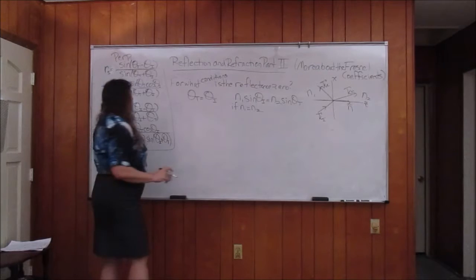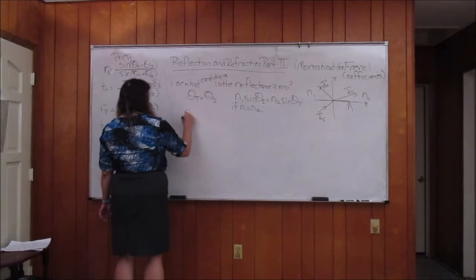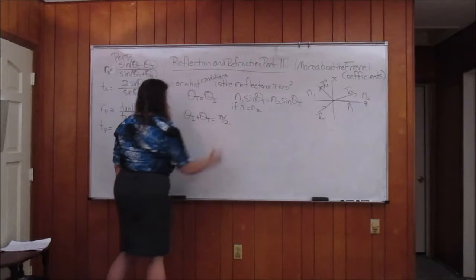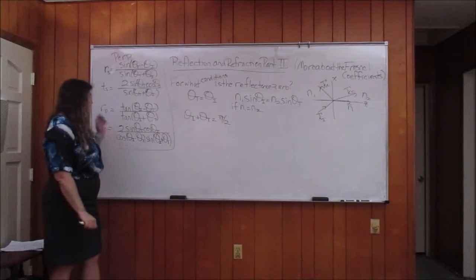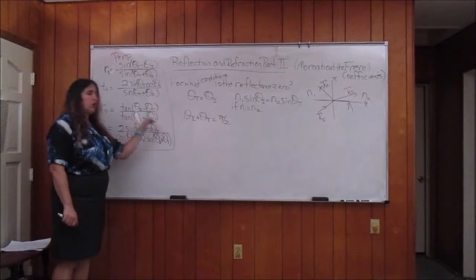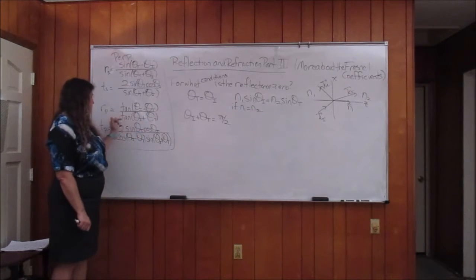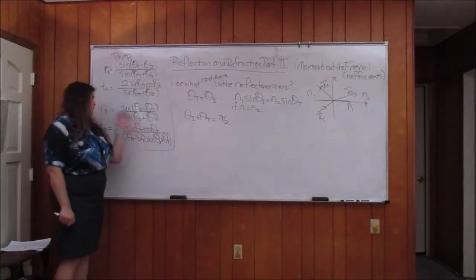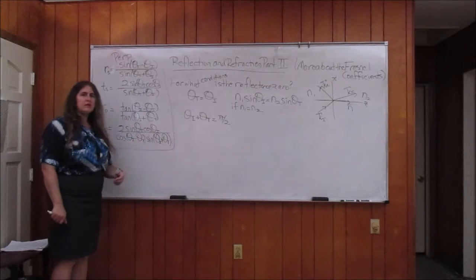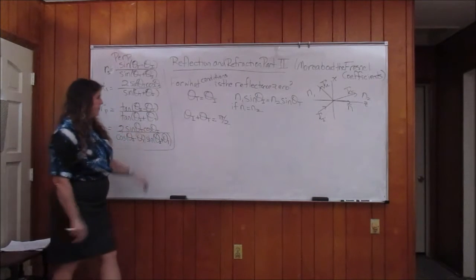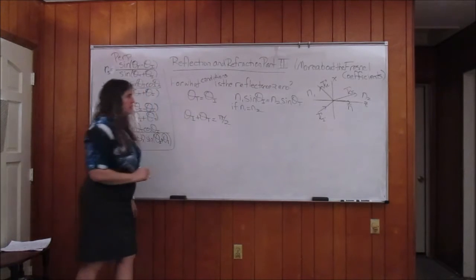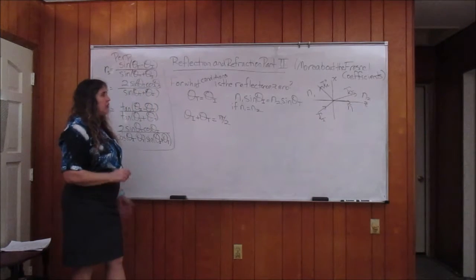Okay, another possibility is if the sum of the two angles is equal to pi over 2, because in that case, this denominator will blow up as the argument approaches pi over 2. So the denominator approaches infinity, and then the coefficient of reflection, and consequently the reflectance, are going to be 0. So it might be useful to find an expression for what that angle is.